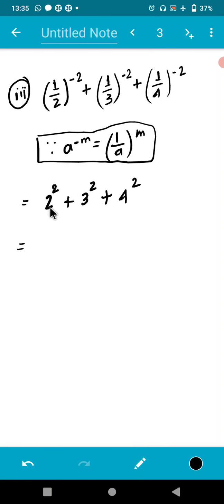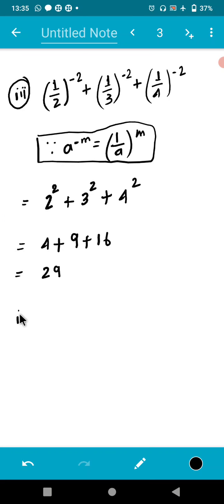Now what is the value of 2 square? 2 square means 2 into 2, so that means 4. 3 square is what? 9. And 4 square is what? 16. So if you add all these numbers, you will get 29 as the required answer.